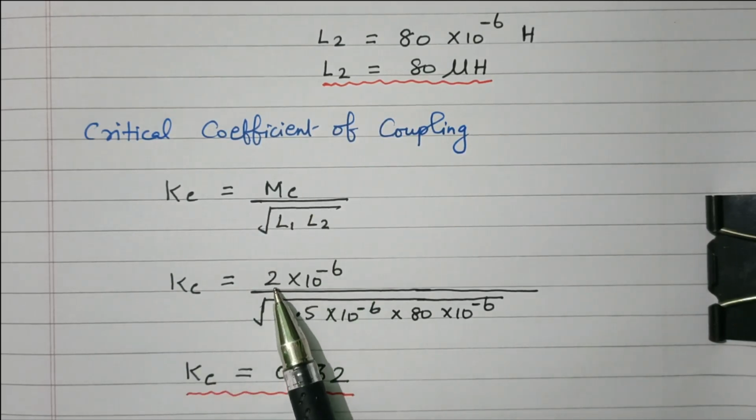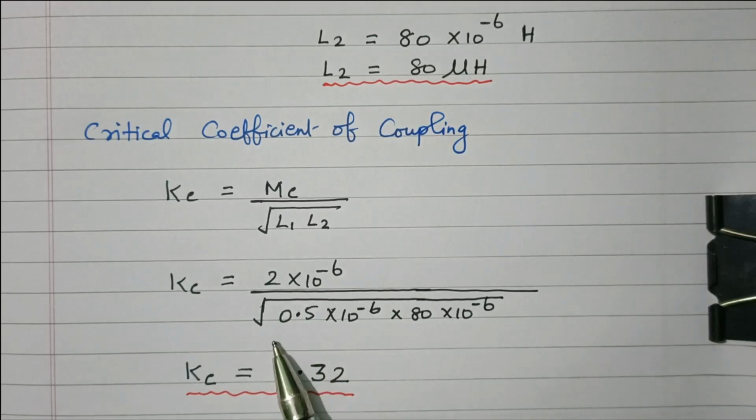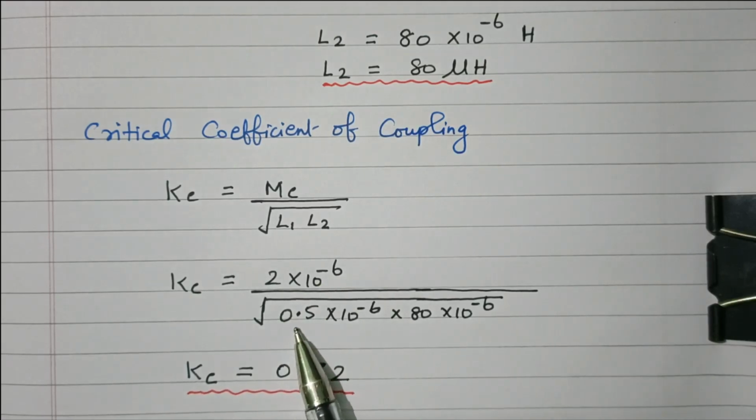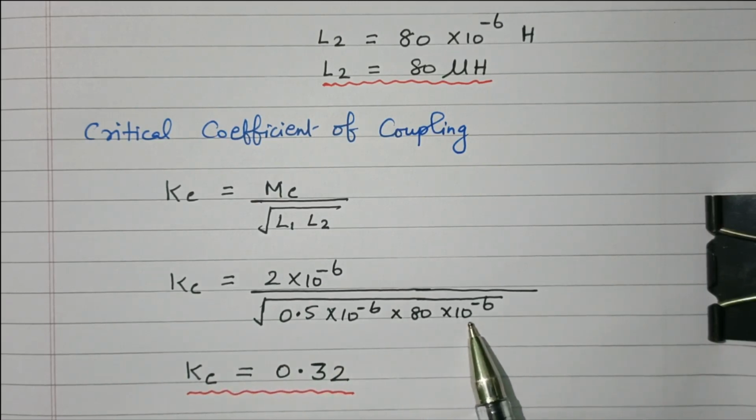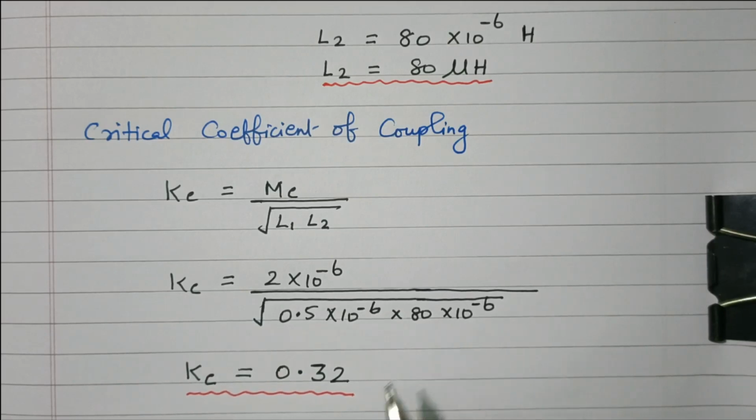MC what we calculated is 2 into 10 to the power minus 6. Square root of L1, which is 0.5 into 10 to the power minus 6, and L2 what we calculated, 80 microhenry, 80 into 10 to the power minus 6. While simplifying we got 0.32. The critical value of coupling coefficient is 0.32. Now we calculated all the values: supply voltage, L1, L2, C2, MC value, then the critical value of coefficient of coupling.